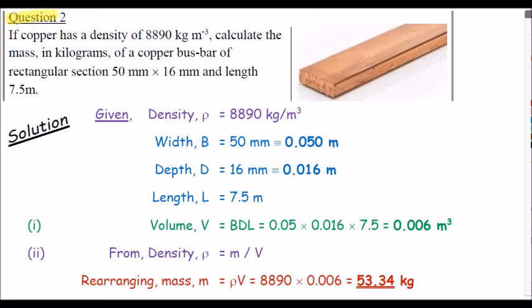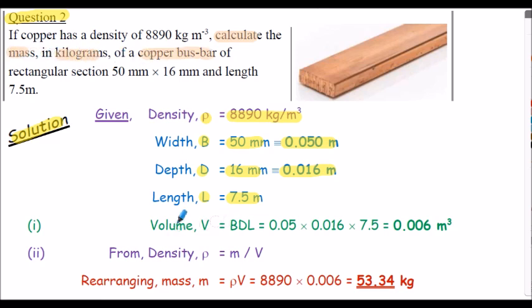Question 2 solution. In this case, we're given copper having a mass density of 8,890 kilograms per metre cubed. We're given the dimensions of the bus bar. We're given the geometry of the bus bar. We know what the width is, stated in millimeters, but I've converted that to meters. We know what the depth or the thickness is, again stated in millimeters, converted to meters. And we're given the length of the bus bar, that's in meters. In the question, we're asked to calculate the mass in kilograms of this copper bus bar.